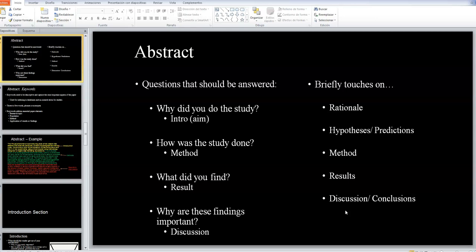By the time that we come back from spring break, you're going to write first a method section 1 week. Then the next week you will write a results section. Then the next week you'll write an introduction section. The next week you'll write a discussion section. And then the last week you're going to write an abstract.